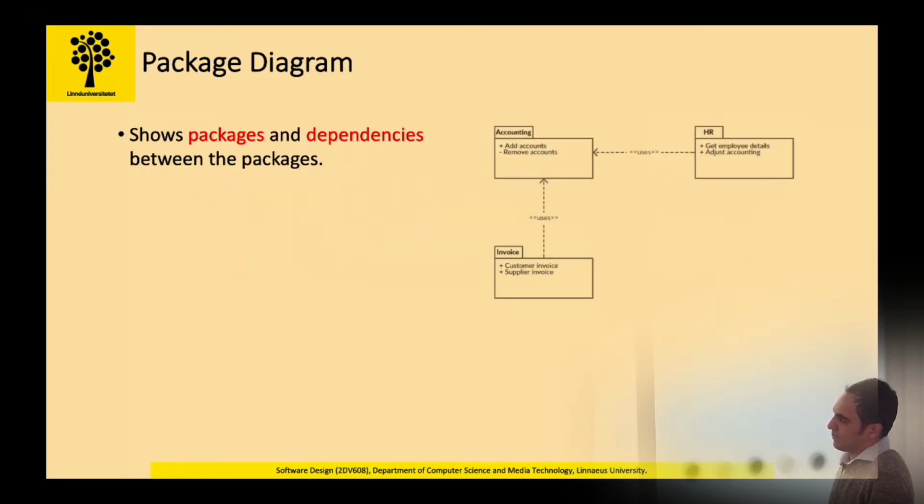Then we have the package diagram, where it shows dependencies between packages. So those are simple packages in Java, for example. And if we have multiple packages in Java, there are of course always dependencies between packages, through what you import, or when you use the classes from other packages, and so on.